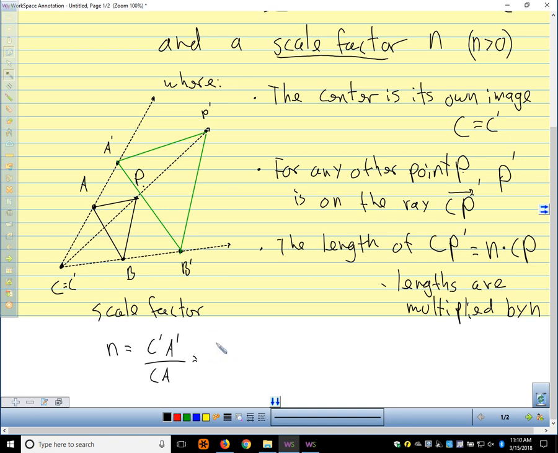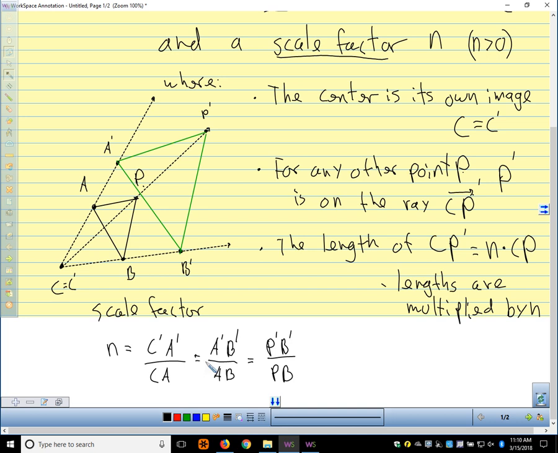And that's going to be the same as A prime B prime, the length of this, divided by AB. So we're making the ratios of corresponding parts. We could also say P prime B prime, this side, divided by PB. So any of these lengths would be the same ratio, and that ratio would be the scale factor.